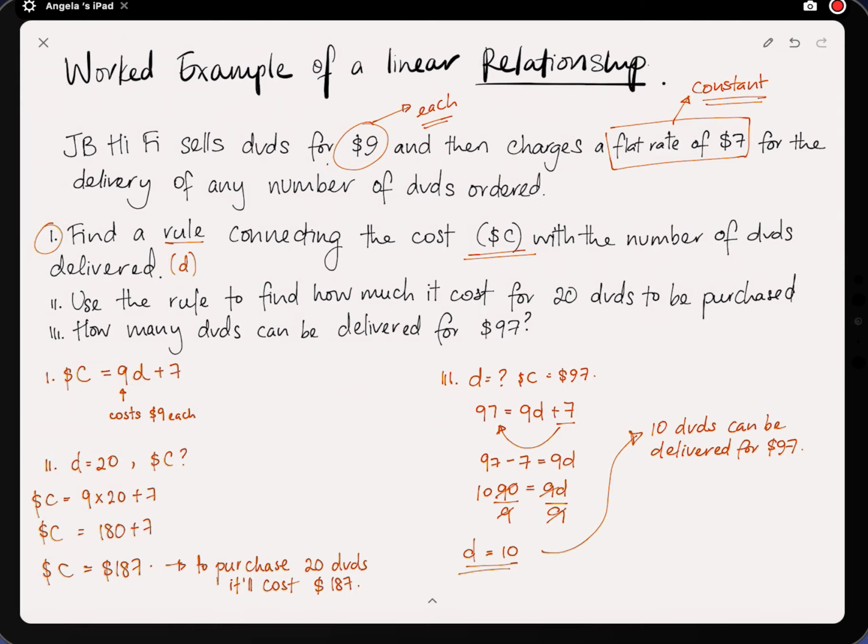So this is just a basic example to get us into thinking about linear relationships in a real life situation and in a worded scenario. As we move through the unit, we'll get into a few more complicated ones. For example, graphing a linear relationship of how much it costs to hire a car, or even a break-even analysis for a small business.